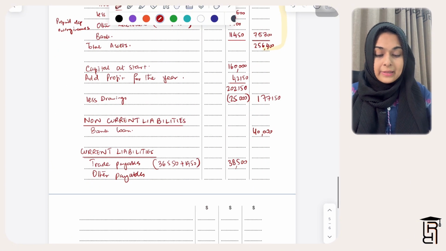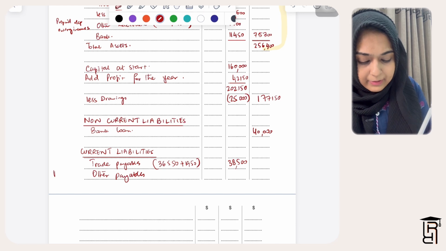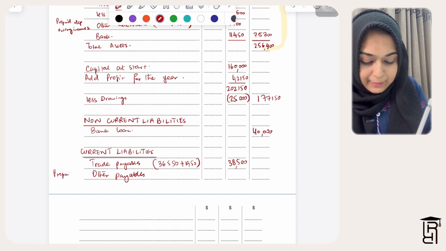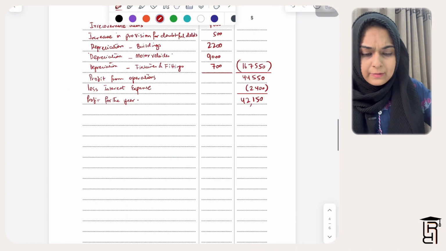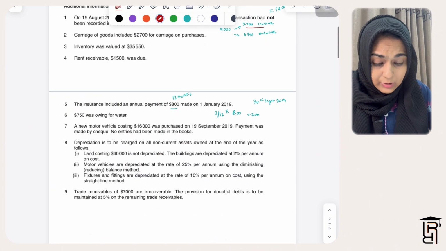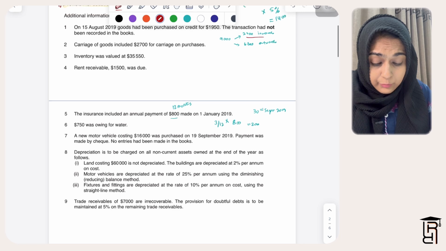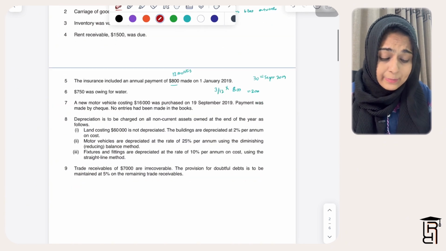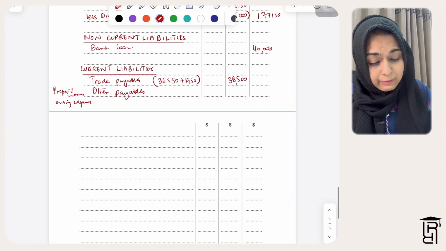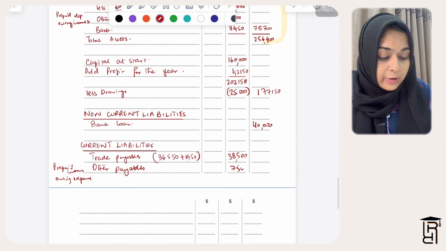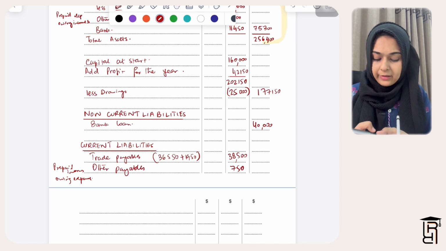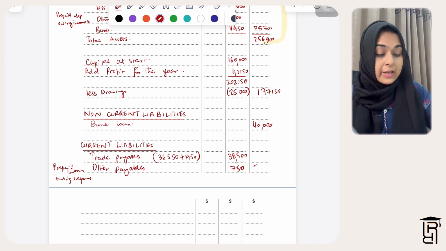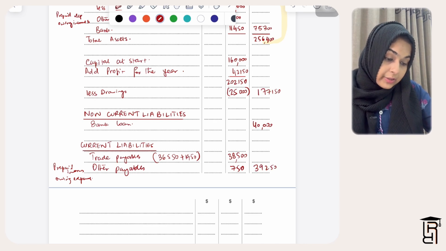And other payables, what are the other payables? So other payables will be prepaid incomes and owing expenses. So owing expenses, in this case we had one owing expense, that was water, $750, only one owing expense. We don't have any other owing expense here, so I'll simply write here 750 for water. That is my owing expense, 750. Now 38,500 plus 750 will give me 39,250. So 39,250.